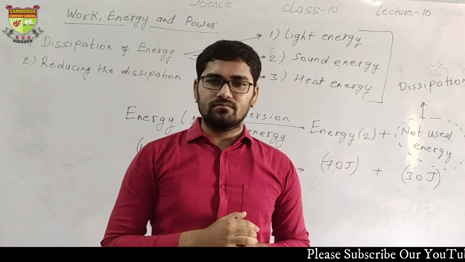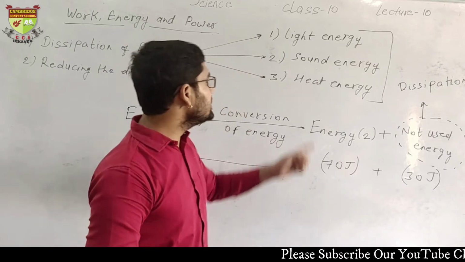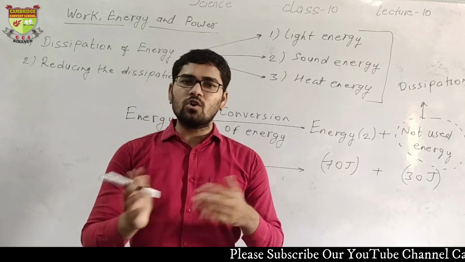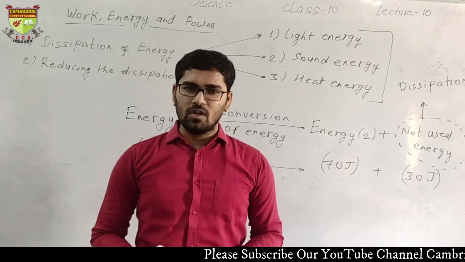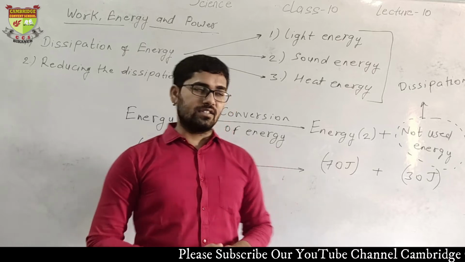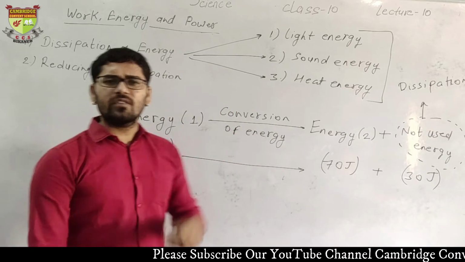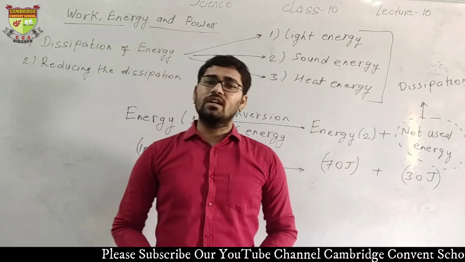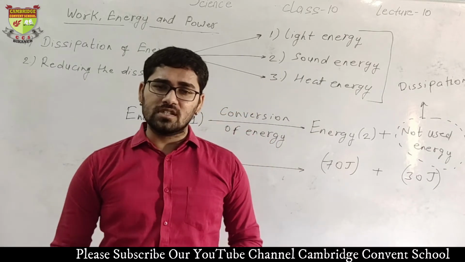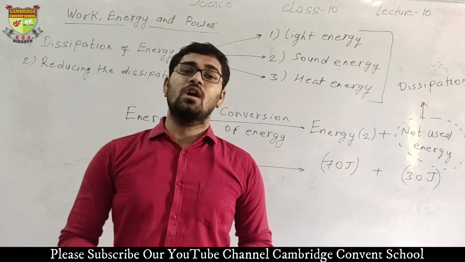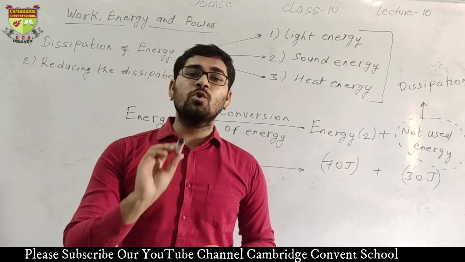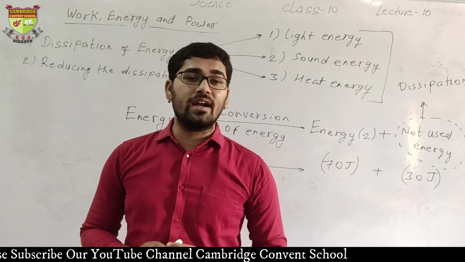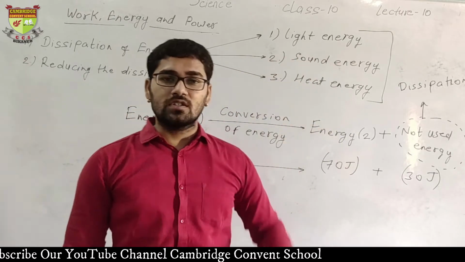So what is that? It is not a use, it is dissipation of light energy. That is only a waste of light energy. We are not utilizing that light. Clear? Okay. So that is dissipation of light energy, one of the examples. Second is sound energy. There are also certain processes in which sound energy is produced, but we have no use of that sound. If we have no use of that sound, that is known as dissipation of sound energy.